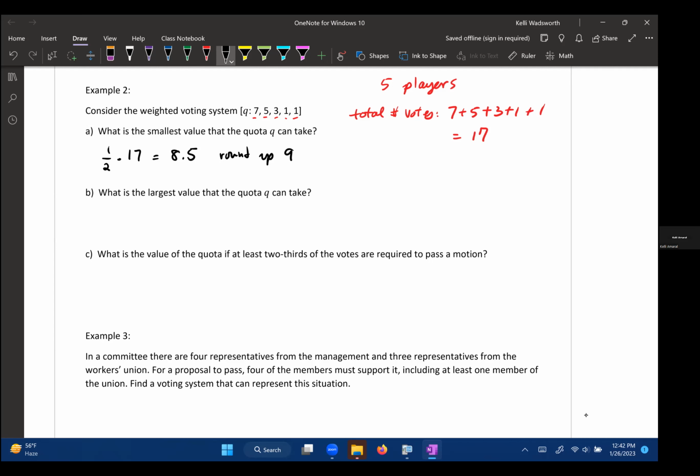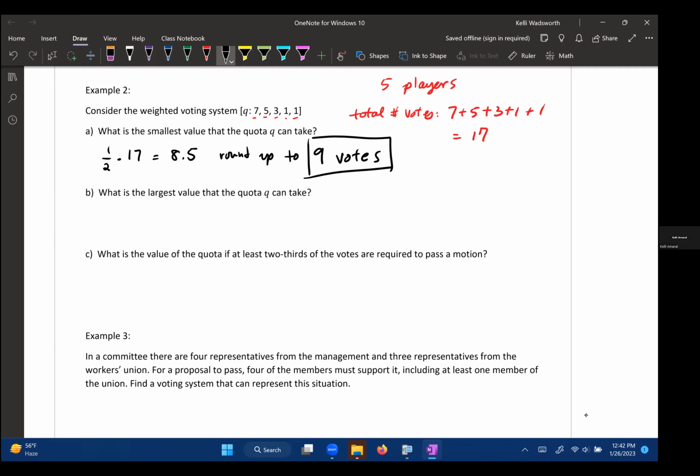So if we round up to 9 votes, then 9 votes is the smallest number that is more than half of 17. Okay, so 9 votes is the smallest value the quota can take. Because if 9 out of 17 say yes, that's more than 50%, and that's good, right?